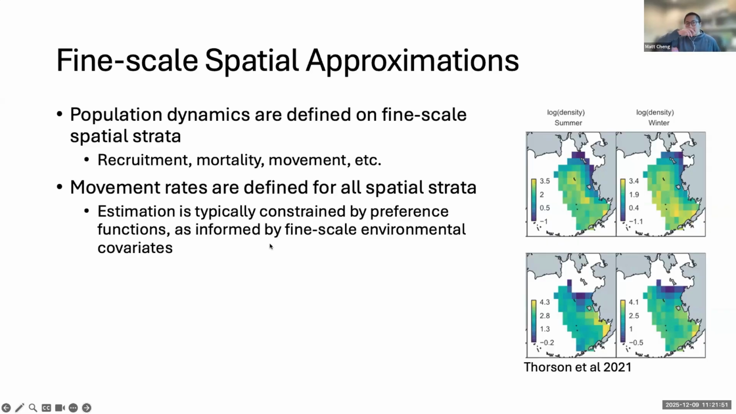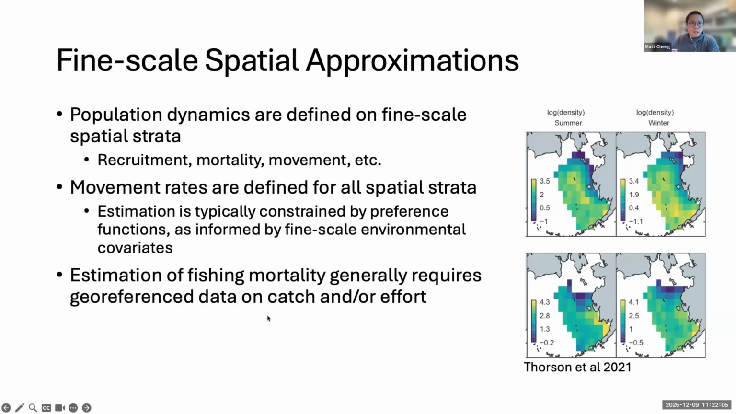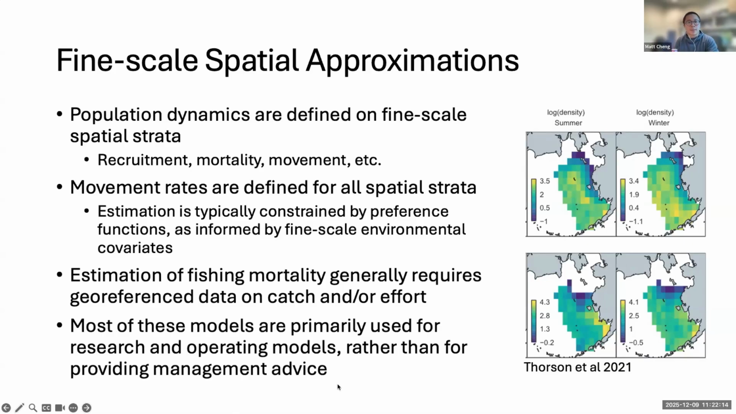Typically, estimation is constrained using preference functions, as informed by fine scale environmental fields, to drive population dynamics as well as movement dynamics. Some of these models, I think, generally require georeferenced data on catch and/or effort to help inform fishing mortality across space. Right now, a lot of these models are used for research and operating models rather than for providing management advice.